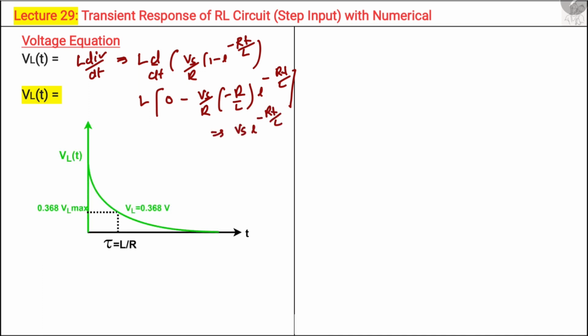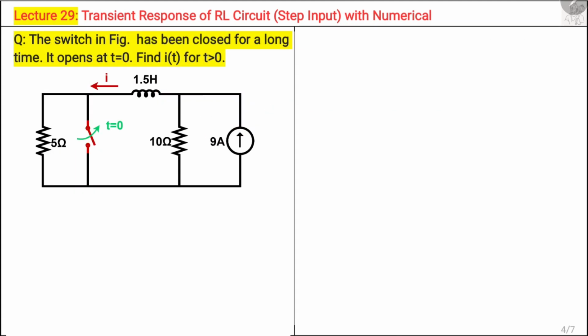When this equation is plotted against time, we get this kind of curve. The initial value is simply Vs, the final value is 0, and at time t equal to the time constant, the voltage drops to 36.8% of the maximum value, that is Vs. Now let's use these concepts to solve this numerical problem.